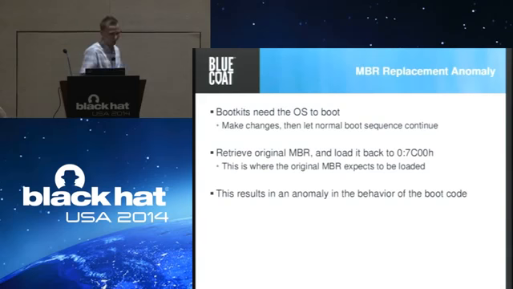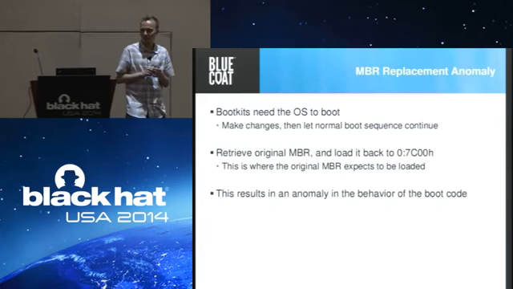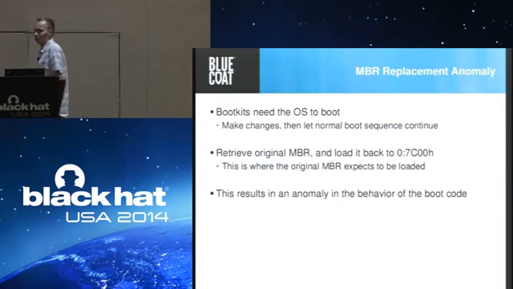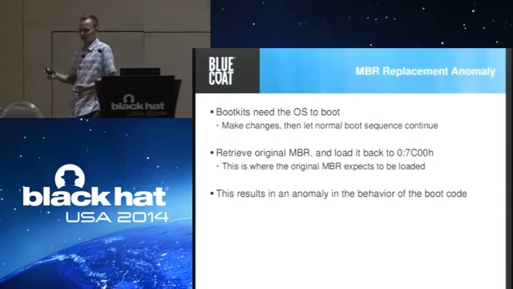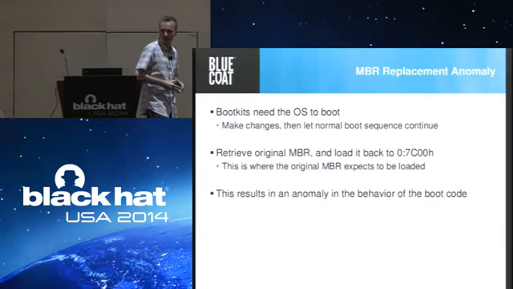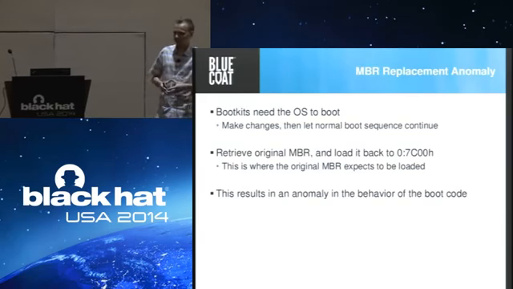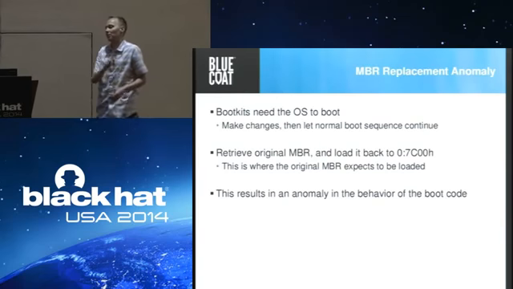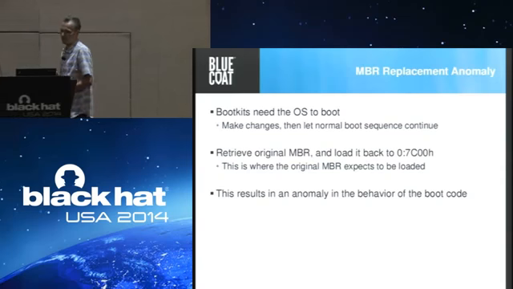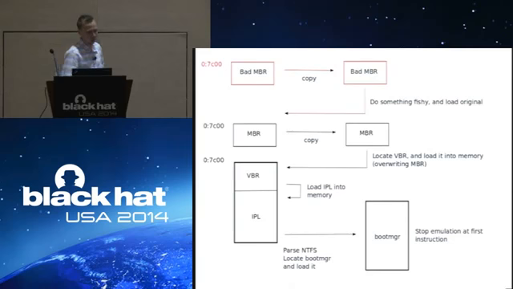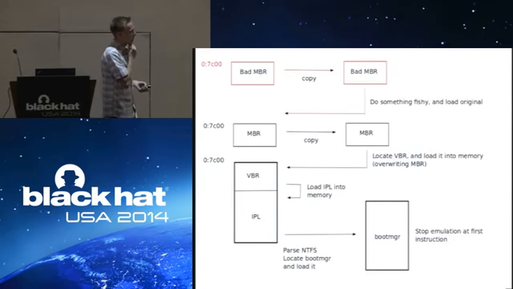The last thing I want to point out is, since bootkits really need the OS to boot, they want to make changes, right, and then let the normal boot sequence continue. The way they do this is that they store the original MBR somewhere, so that when they're being loaded initially, they can retrieve the original one and then pass control back to it. And this results in a quite interesting anomaly, which we can see when we emulate it.